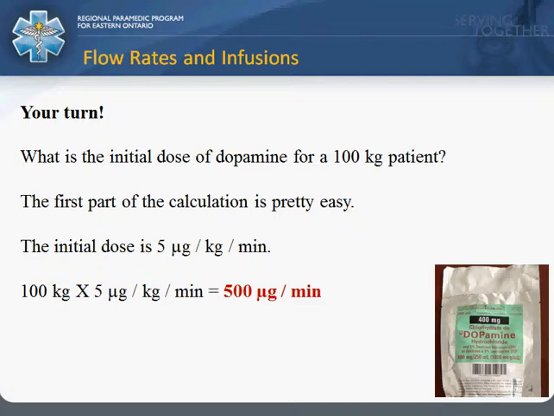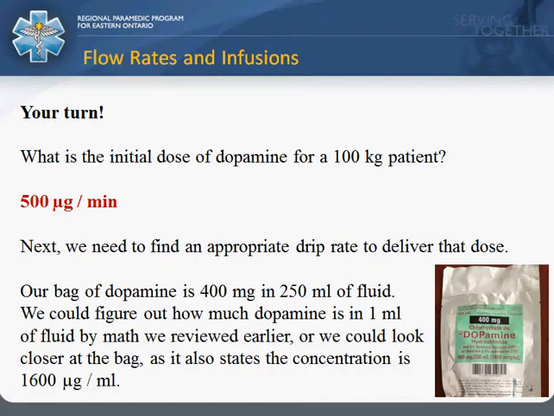That's my desired dose. How do I get there? Well, I need to figure out how many drops. So we need to find an appropriate drip rate to deliver that dose. Our bag of dopamine happens to contain 400 milligrams in 250 mils of fluid. We could figure that out by doing some math, figuring out how much dopamine is in 1 milliliter of fluid, and we'd be figuring out the concentration. We did all this in the last module when we figured out some concentration stuff.